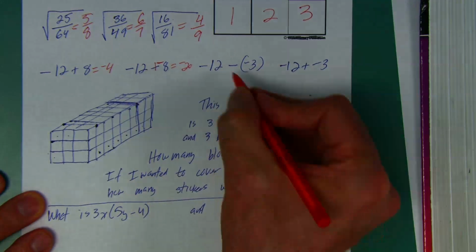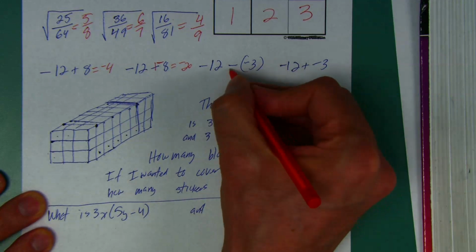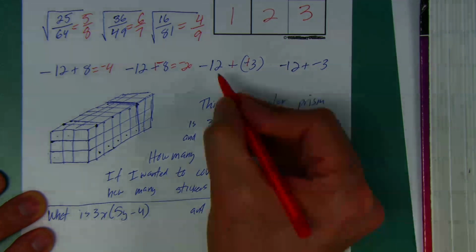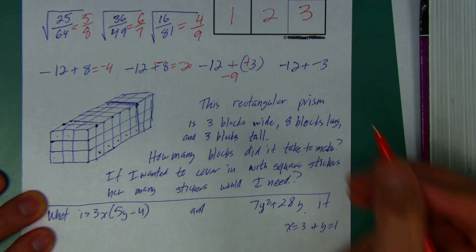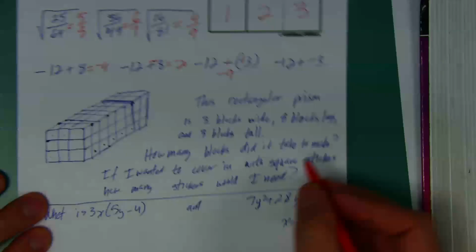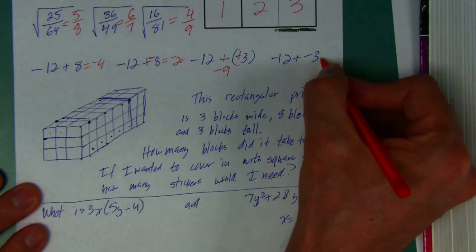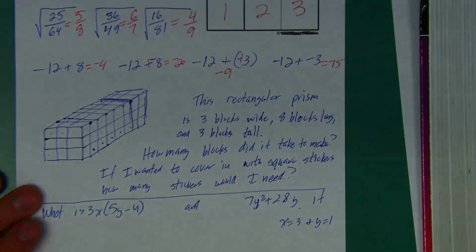Okay, negative 12 minus negative 3, instead of subtracting a negative, I'm going to add a positive. I owe 12, but I have 3. I'm going to pay the 3, and now I'm going to owe 9. And I owe 12, plus I owe 3. Total, I owe 15. Okay?